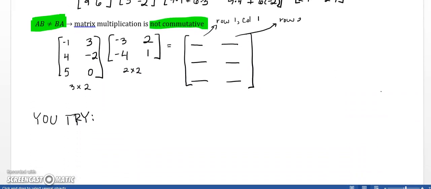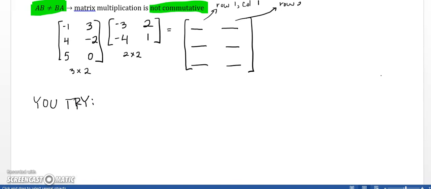I'm going to do one more example with you here. And let's see here. I'm going to multiply this matrix by this matrix here. And let me get rid of this thing here. So I'm going to multiply. And I'm going to start by thinking, okay, to get this element here, this is row 1, column 1. So I should be in row 1, column 1. And I'm going to multiply. Start at the left, start at the top. Negative 1 times negative 3 is 3, plus 3 times negative 4 is negative 12. 3 plus negative 12 is negative 9.